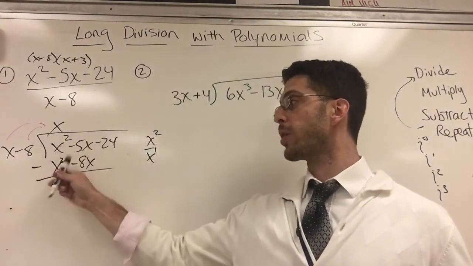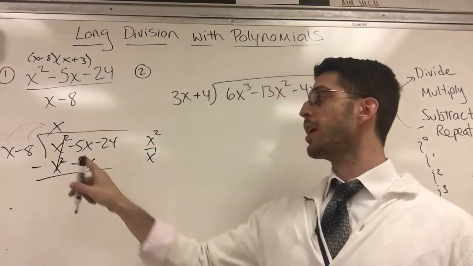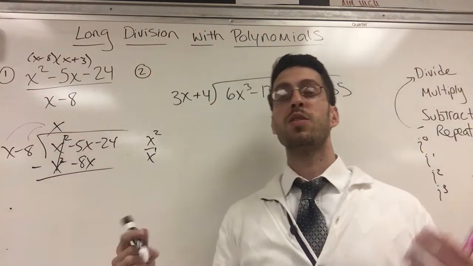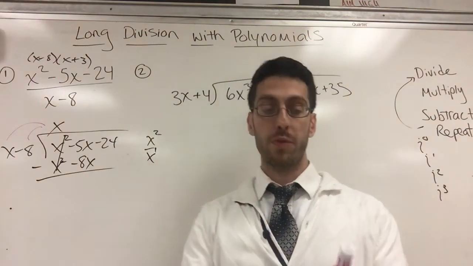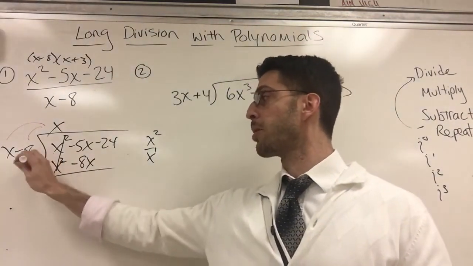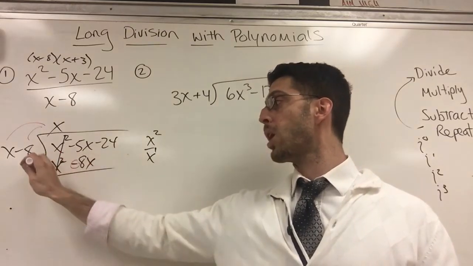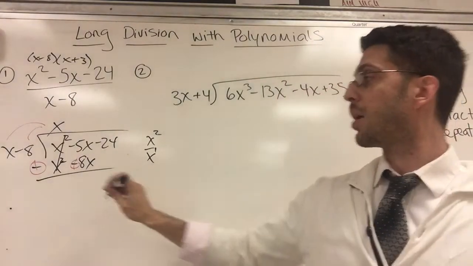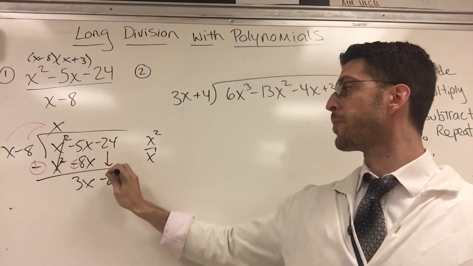x squared minus x squared, that's easy. It cancels, and it better cancel, otherwise we messed up. Then I'm doing negative 5x minus negative 8x. If you're not sure how to subtract, go to the calculator, type in negative 5 minus negative 8. Or if you do know how to subtract, you'll remember to keep change. So this is really negative 5 plus positive 8x, which gives you positive 3x. And then I'll drop down the minus 24.